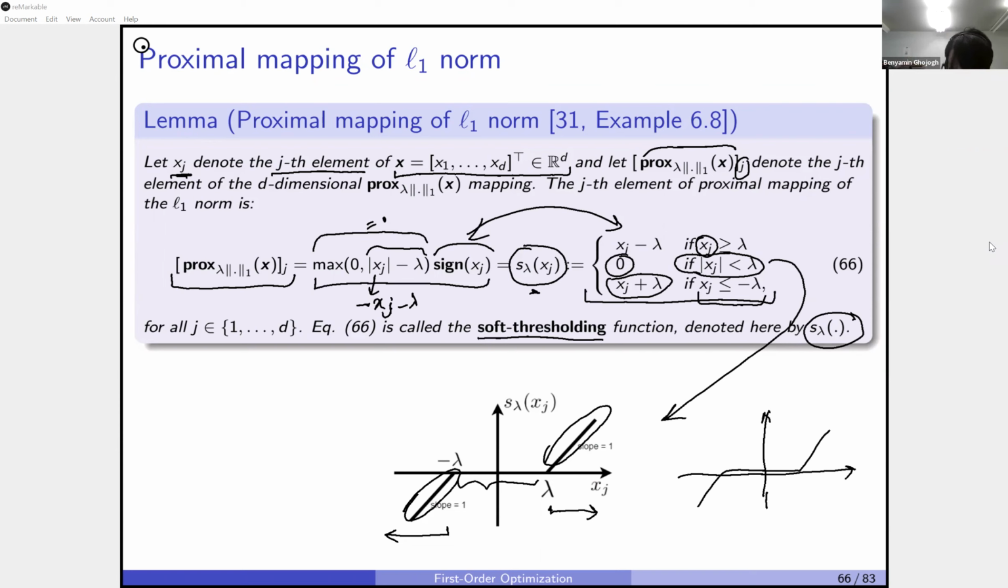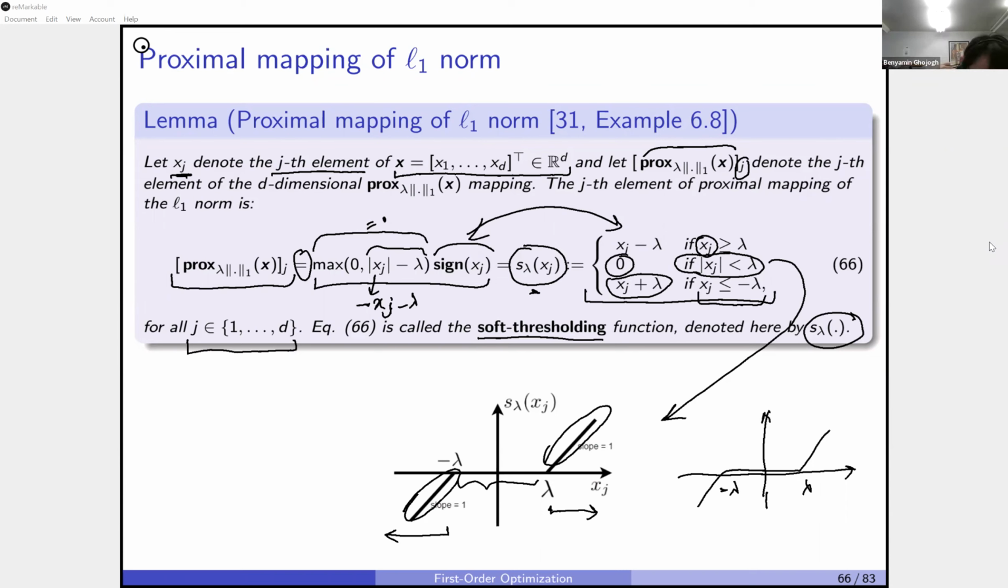So the parameter is lambda. These are the parameters, right? And the input is a scalar. Note that we are talking about it element-wise. So although x is a vector, we are talking about each of its elements for j from 1 to d, right? Okay, now let's prove this equality.